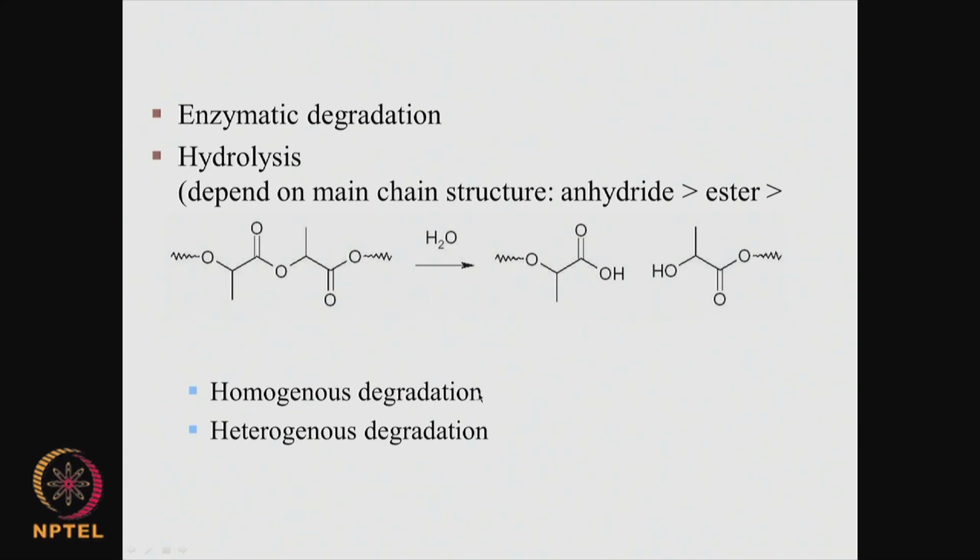Some degradation is called homogeneous degradation, and you can have heterogeneous degradation. Homogeneous means the material is uniformly degraded, the backbone gets degraded. Heterogeneous means it gets degraded only at specific locations where we have favorable bonds for it to degrade, and if the bond is not favorable for degradation, then it will not degrade.